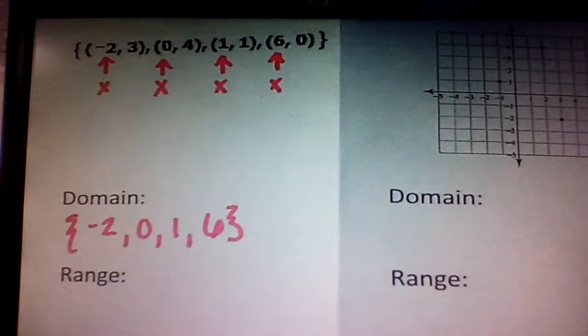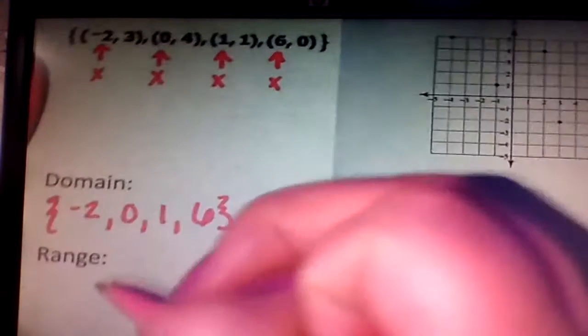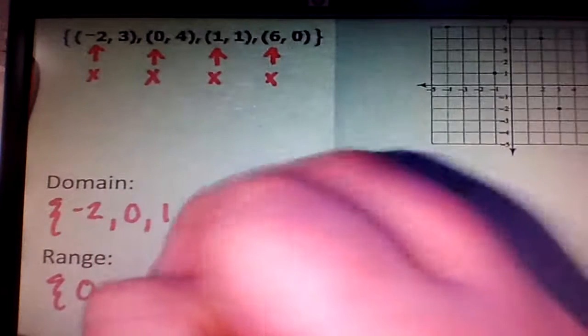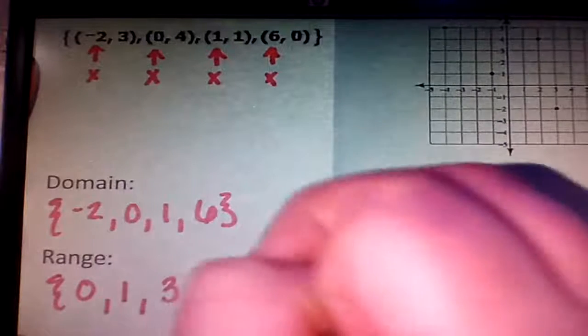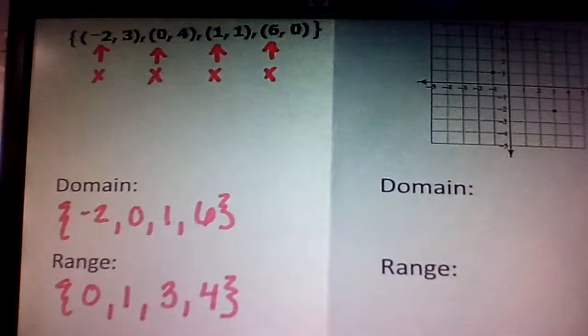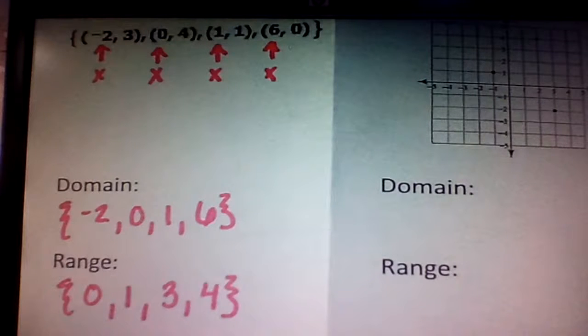So if you notice, your y's aren't in order at the top, but normally when they'll write out your range, they'll put your smallest y value up to your largest y value. So when you write your range for this one, we should start at 0, go to 1, go to 3, and go to 4. So we should always start with the smallest. They usually go from smallest to largest.